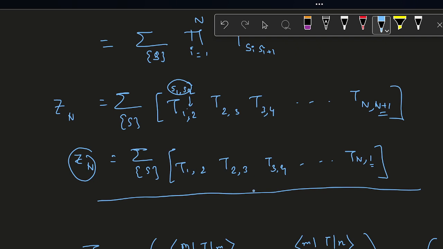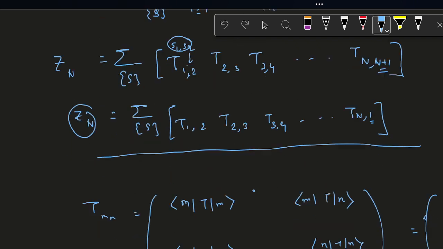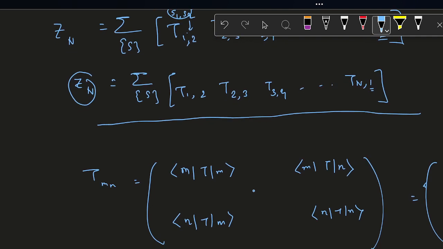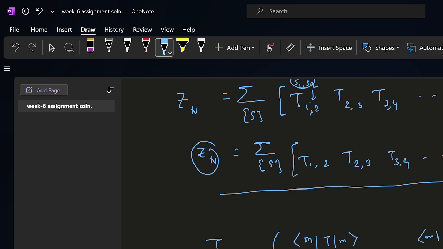So now we have to simplify it from this point so that we can get how we can calculate Zn, because in the previous problem we have already calculated the matrix element and the eigenvalues of the matrix. So depending on that, we have to calculate the partition function Zn.